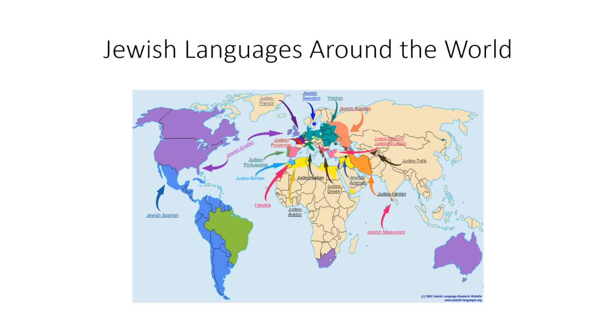The one thing that's missing on this map is Ethiopia, because the Amharic spoken by the Bene Yisrael in Ethiopia is a different dialect than regular Amharic. So I don't know why it's not on the map, but Judeo-Amharic should also be here.